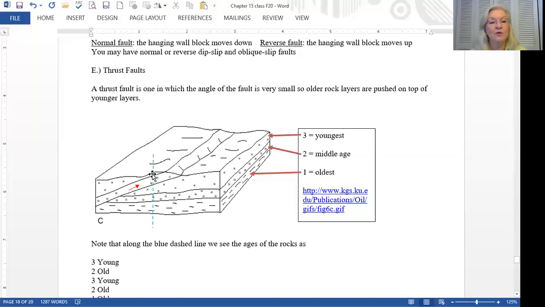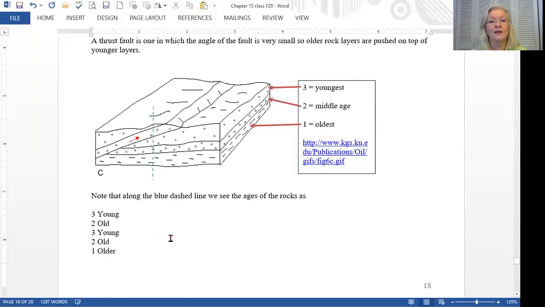It gives you young rock on top of older rock on top of, whoa, now we're back to young rock, older, and then oldest. So as you drill down, you get this alternating pattern. You get young and old, young again, then old again, and then the oldest down below. And that tells you it's a thrust fault. Again, a very gentle break and this funny young, old, can't make up your mind pattern.